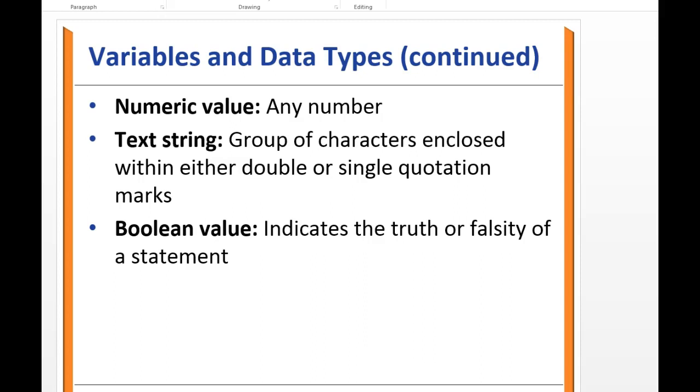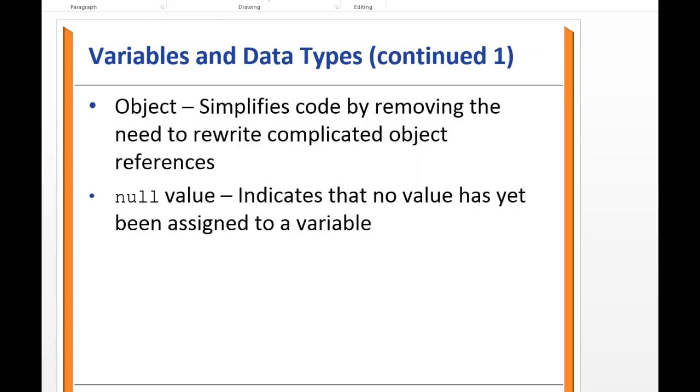So we can have, for example, May. It's a text string. A Boolean value indicates the truth or the falsity of a statement. There are two possible Boolean values, true or false. An object simplifies code by removing the need to rewrite complicated object references. And a null value indicates that no value has yet been assigned to the variable.